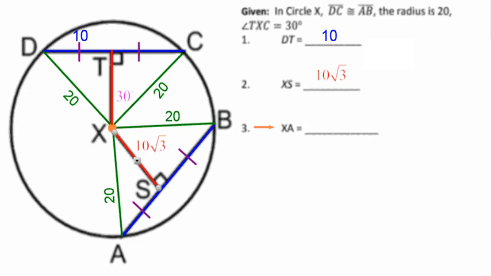So continuing on with our lengths, we want to know the length from X to A. So again, X to A, that's from the center of the circle to the circumference that represents a radius. And we said all the radii are equal, so that would have to be 20 units in length.